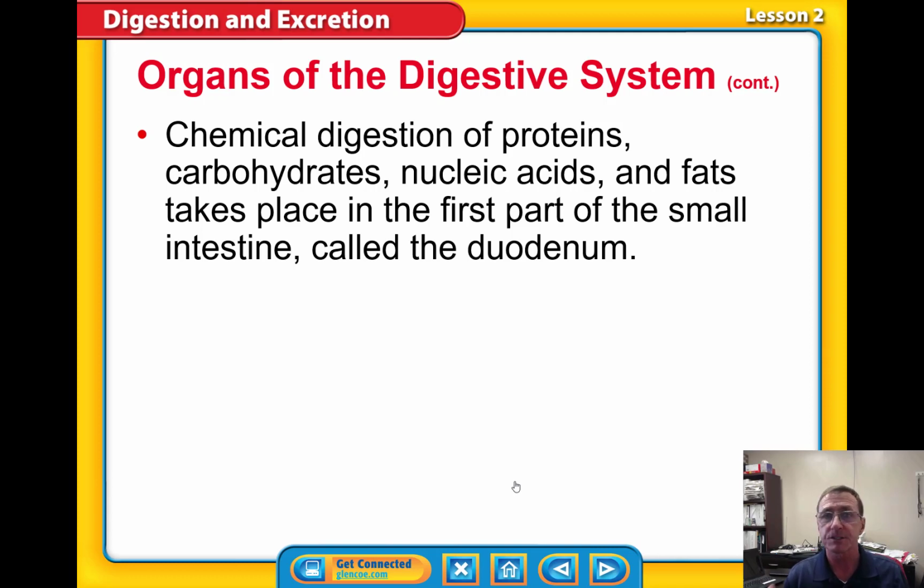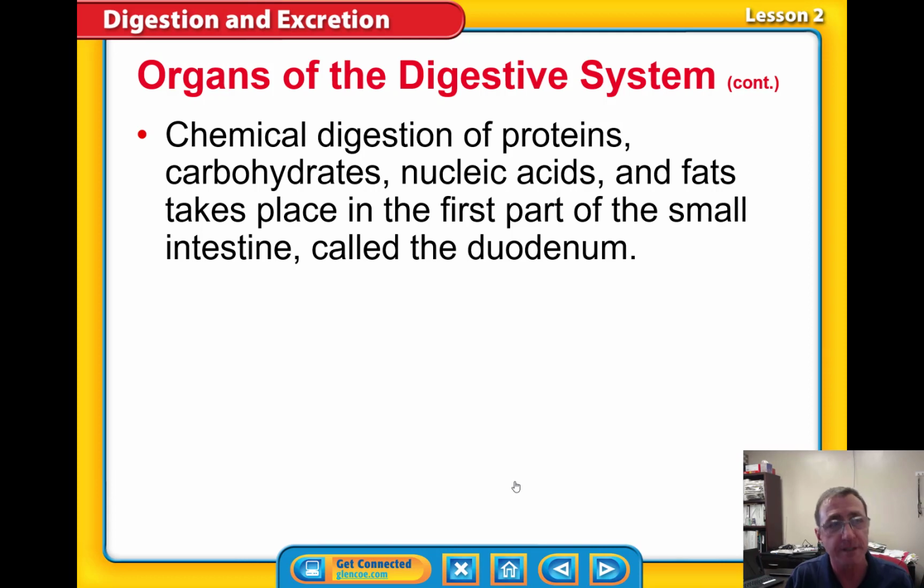So chemical digestion of proteins, carbohydrates, nucleic acids, new term there, might want to look that up, and fats takes place in the first part of the small intestine called the duodenum. I think that's how you say it. I'll have to double check that. Duodenum. Okay, so that's the first part of the small intestine. It actually has a name for that first section.